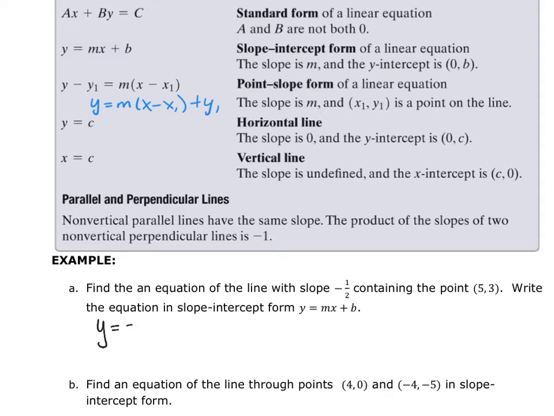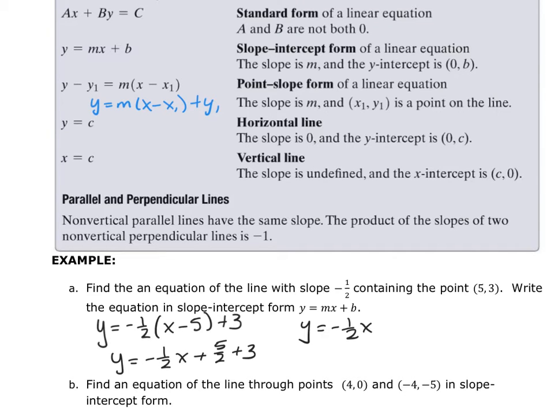So y is equal to negative 1/2, and then it's going to be (x minus 5) and then plus 3. And it's almost ready to go in the form that I need. And again, the form that I need is this, y is equal to mx plus b. So all I need to do is distribute the negative 1/2 through and then combine up whatever constants I have. So I've got y is equal to negative 1/2 x plus 5 over 2 plus 3. And then y is equal to negative 1/2 x.